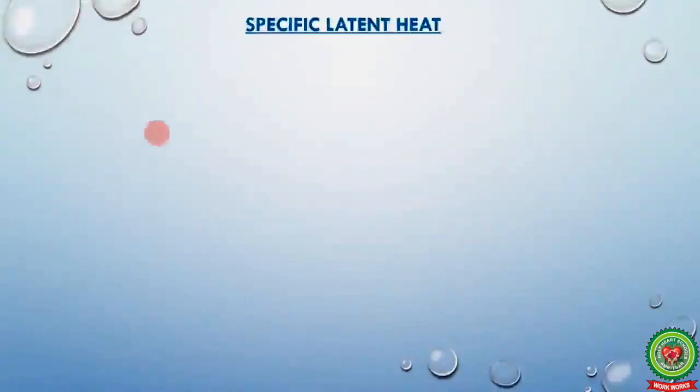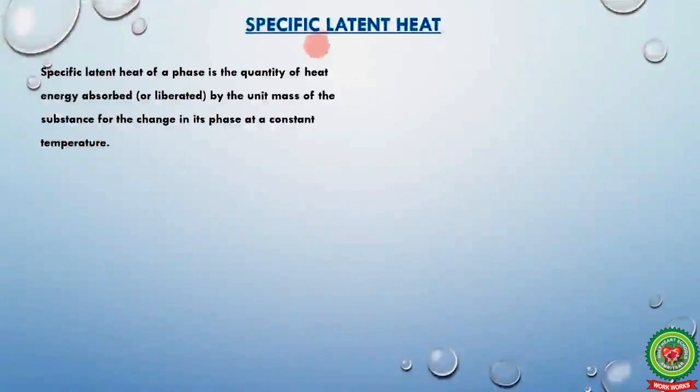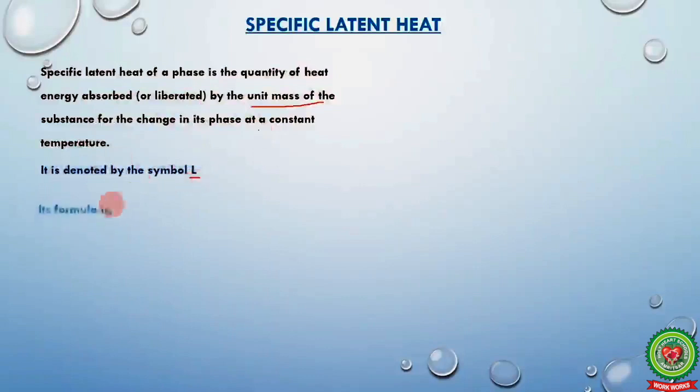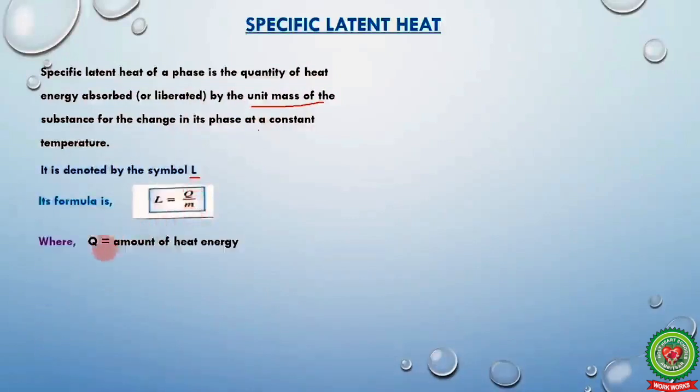Now next is specific latent heat. Students, specific latent heat of a phase is the quantity of heat energy absorbed or liberated by the unit mass of the substance for the change in its phase at a constant temperature. It is denoted by the symbol capital L. Its formula is L equals Q divided by M, where Q is the amount of heat energy and M is the mass of substance during change of phase.